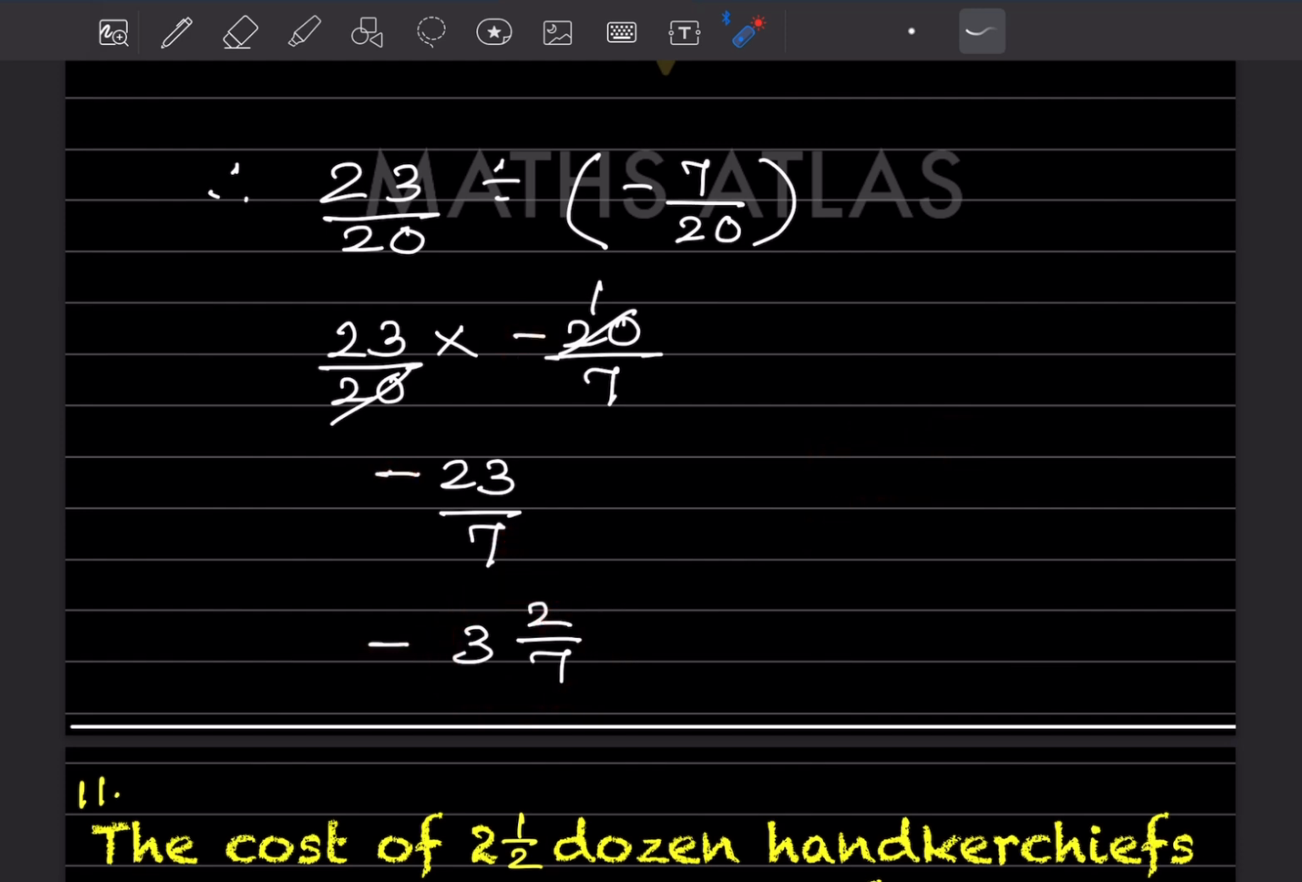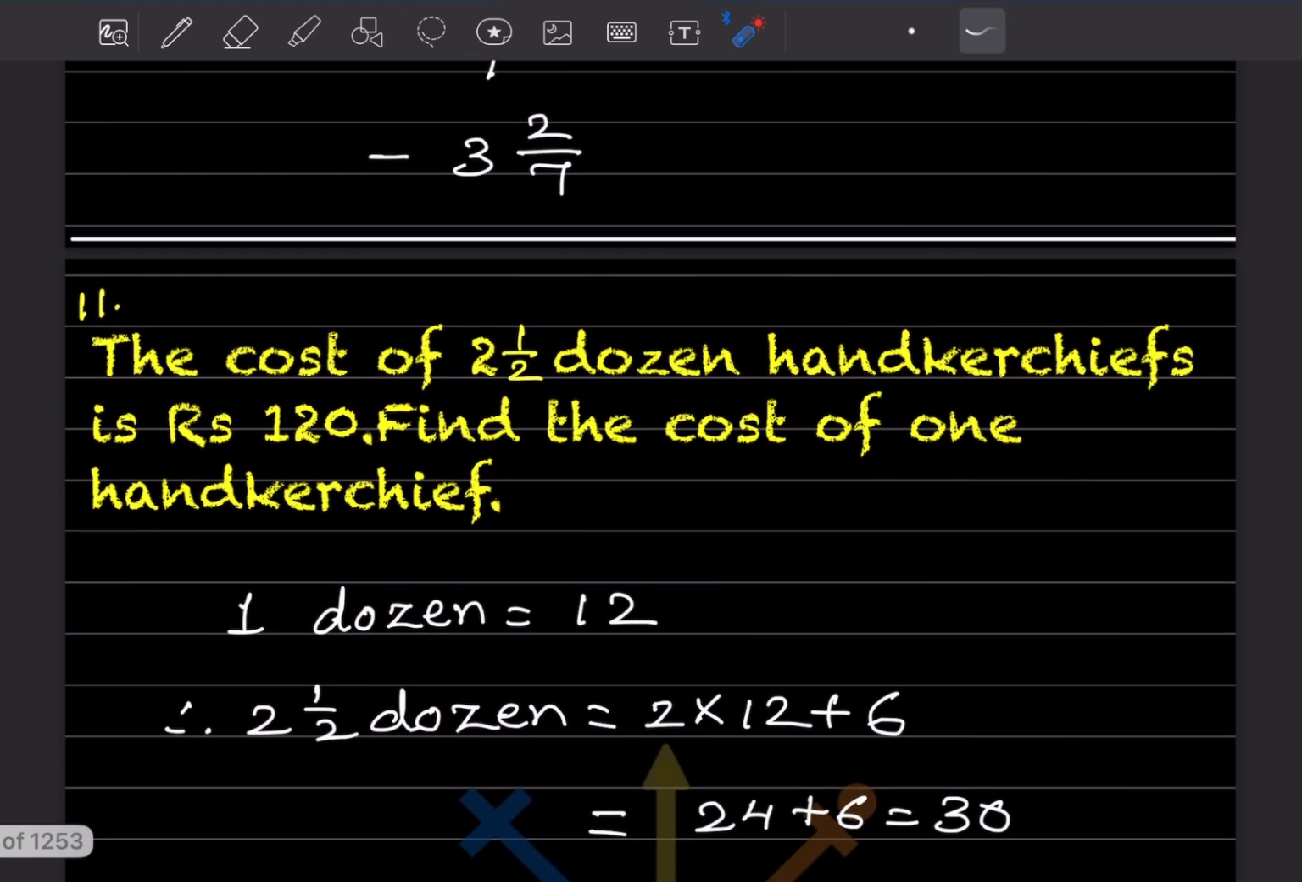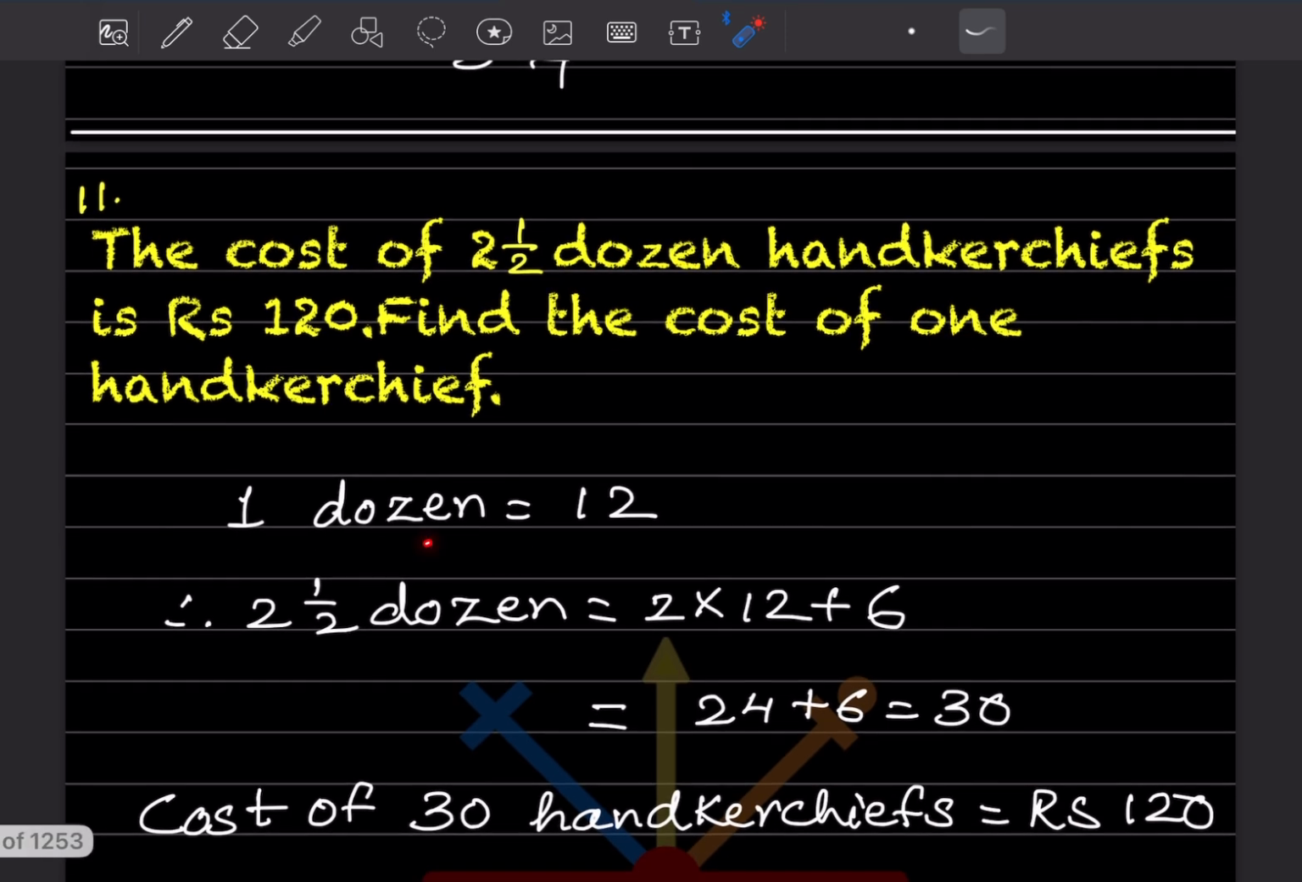That will be minus. Now here the cost of 2.5 dozen handkerchiefs is rupees 120, and you have to find the cost of one handkerchief. So you have to find for 1 from 2.5 dozen. First thing you should know, 1 dozen is 12. So 2.5 dozen means 2 dozen is 2 multiplied by 12, and half dozen means 6. So 2 multiplied by 12, you can also put a bracket if you want, plus 6. That is 24 plus 6, that will be 30.